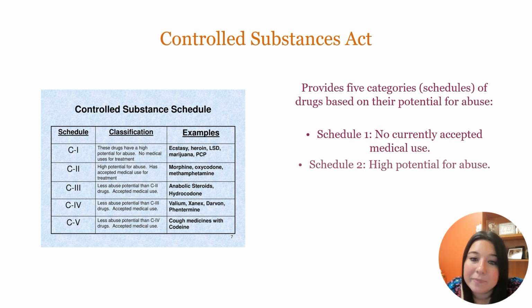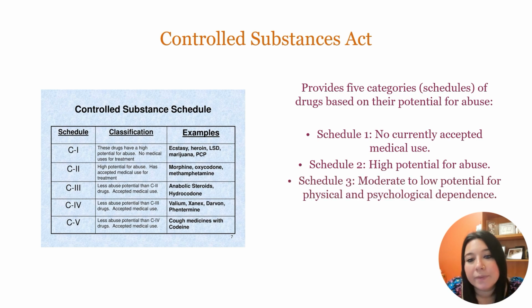A Schedule 2 drug means that there's a high potential for abuse. Things like morphine, oxycodone, things that people usually will get addicted to. A Schedule 3 means that there's a moderate to low potential for physical and psychological dependence. So we're starting to get lower and lower with each schedule that we go. Things like anabolic steroids would be in this category.